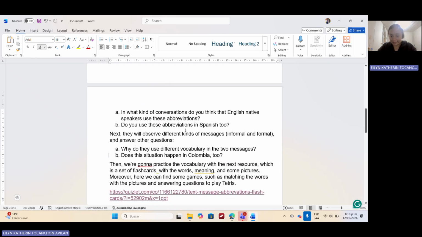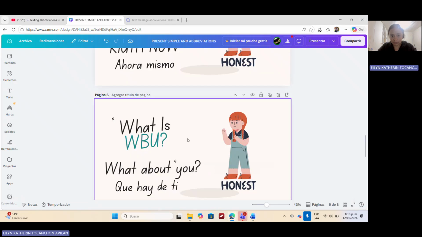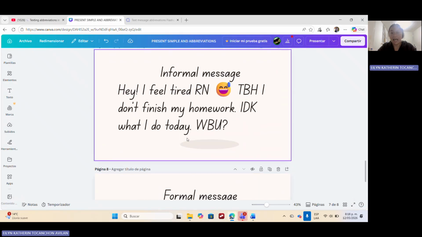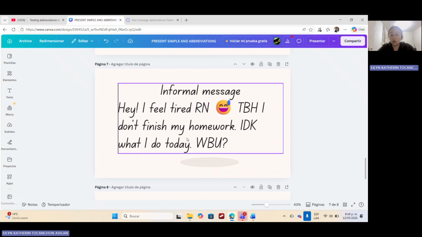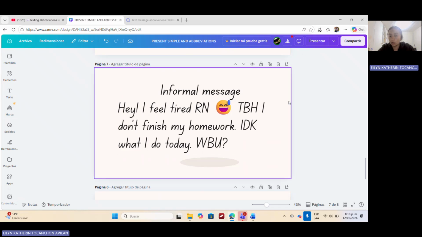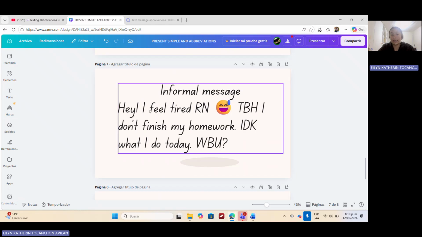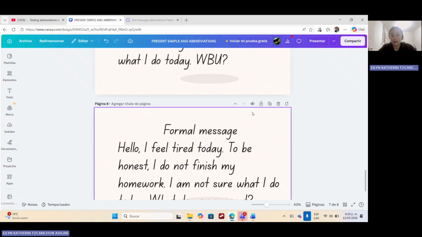Then we're going to go back to the presentation before the questions, and we're going to observe some messages. We're going to start with the informal message. Hey, I feel tired right now. By the way, to be honest, sorry, I didn't finish my homework. I don't know what to do today. What about you? So the abbreviations and emojis make the message funnier and more relaxed.